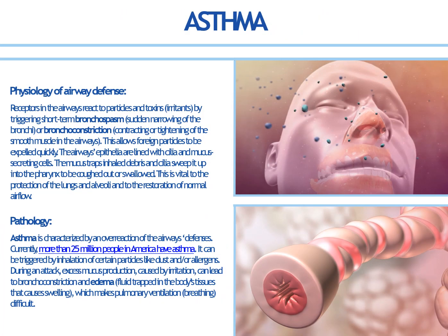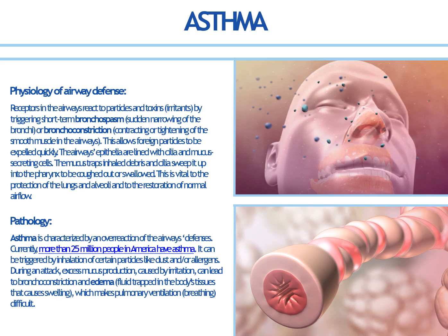Next, let's consider asthma. The physiology of airway defense is such that receptors in the airways react to particles and toxins, which are irritants, by triggering short-term bronchospasms, sudden narrowing of the bronchi, or bronchoconstriction, which is contracting or tightening of the smooth muscle in the airways. This allows foreign particles to be expelled quickly.